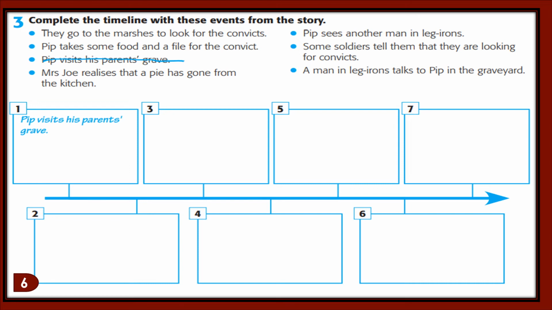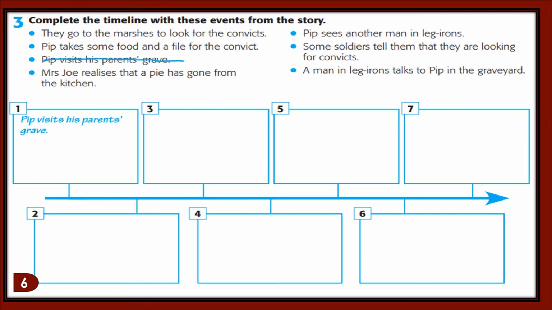They go to the marshes to look for the escaped convicts. Pip takes some food and a file for the convict. Mrs. Joe realizes that a pie has gone from the kitchen. Pip sees another man in leg irons.